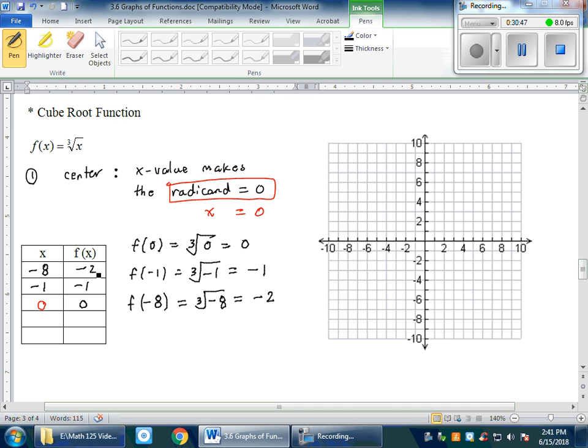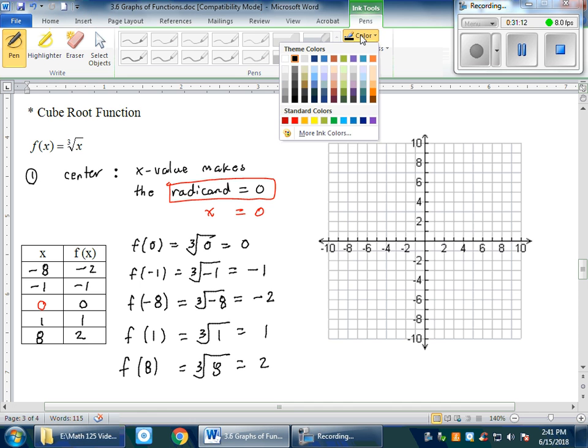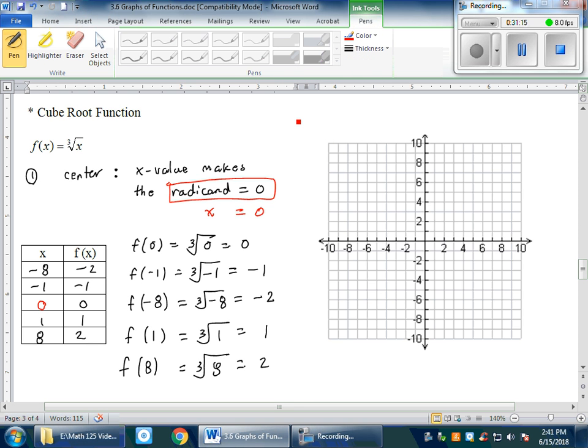Now I'm going to choose on the right side of the 0, the center, right? So similarly, 1 to the third power is 1, so the cube root of 1 is equal to 1. And the next number will be 8, because the cube root of 8 is 2. So using these points, I can start graphing: at 0 it will be 0, at 1 it will be 1, at 8 it will be 2, at negative 1 it will be negative 1, and at negative 8 it will be negative 2.